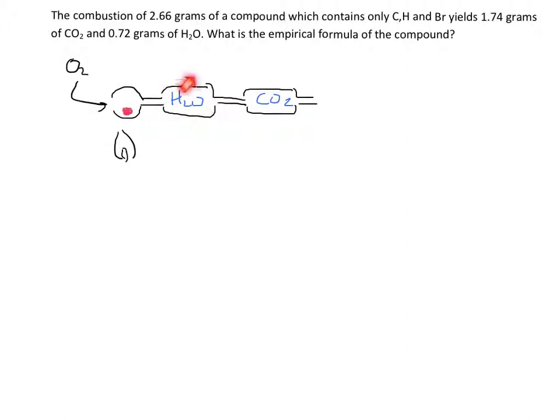So what we could do then is calculate how much water and how much carbon dioxide was produced by this combustion. The question tells us that we produced 1.74 grams of carbon dioxide and 0.72 grams of water, both of which were found using these two capturing devices. We can use the CO2 to find out how much carbon was in the sample, and the water to find out how much hydrogen was in the sample. Then the difference between the hydrogen and carbon in the sample and the size of the sample will tell us how much bromine was in there as well. And we can use that to figure out our empirical formula.